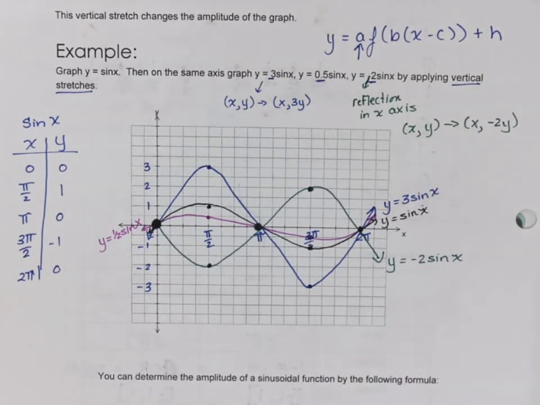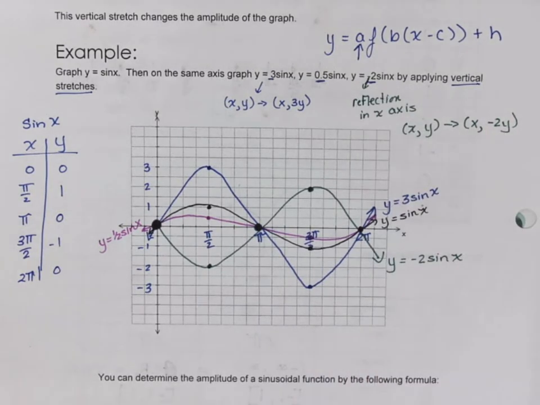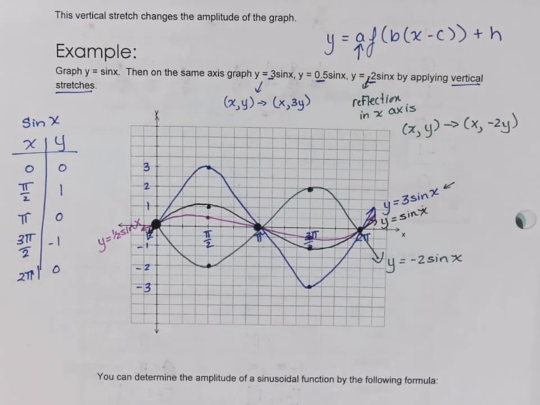So what happens to the graph when there's a negative in front of it? Flips it, just like it did in chapter 1. That shouldn't be a shock. What's the amplitude on the blue graph? 3. Okay, what's the amplitude of the blue graph? This is my blue graph right here. Okay, how about we start here?